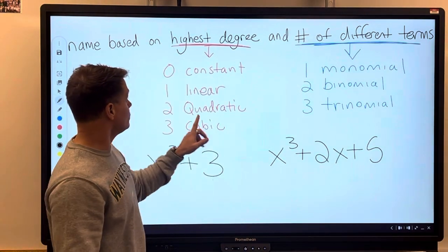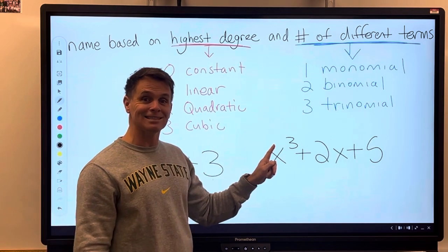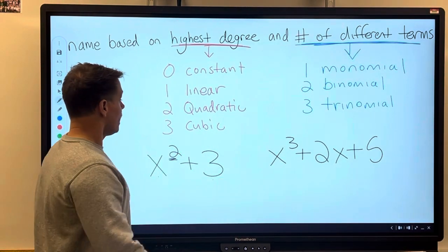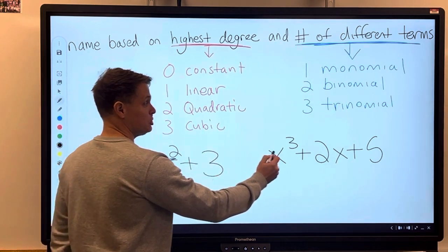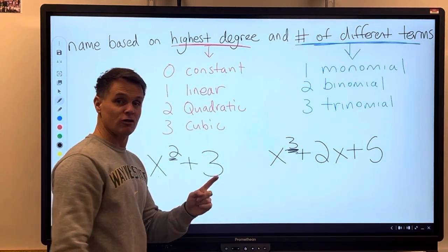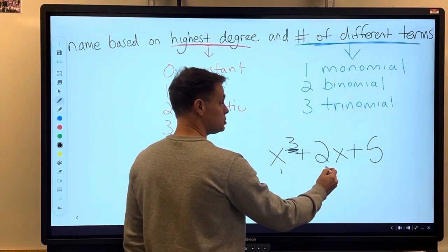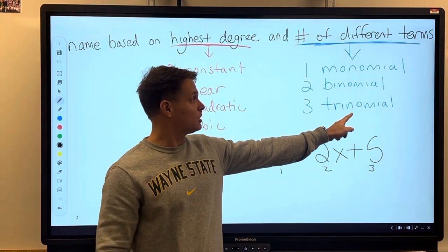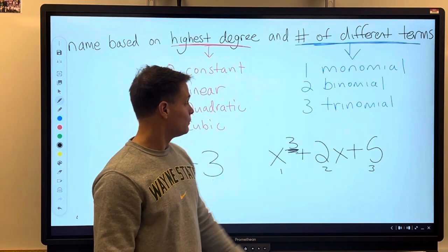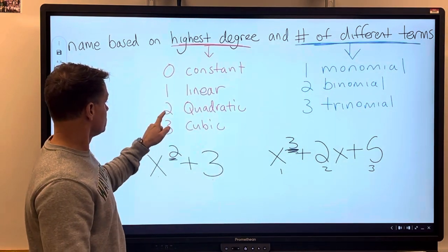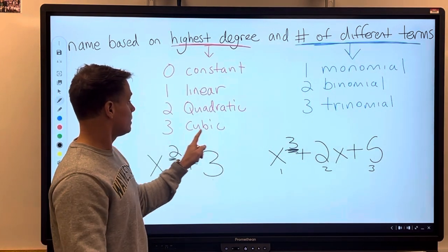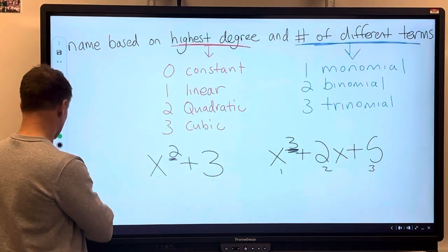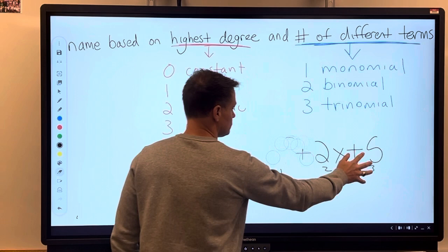So what I'm going to do is I'm going to look and see what's the highest degree. Here the highest degree is a 3. If the highest degree is a 3, then it's cubic. And there's 3 different terms. 3 different terms is a trinomial. So it's a cubic trinomial. All right? Now let's take a look at a couple more examples.